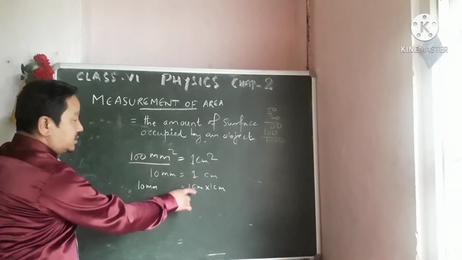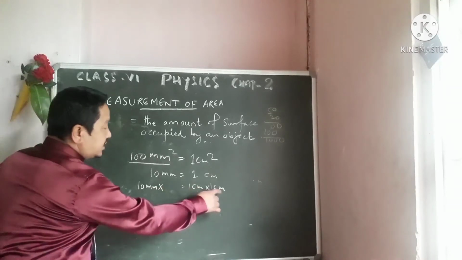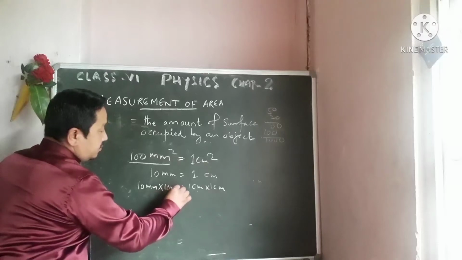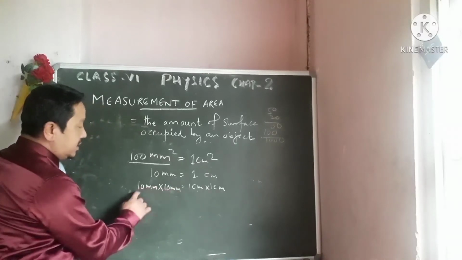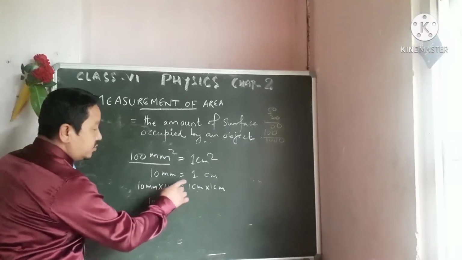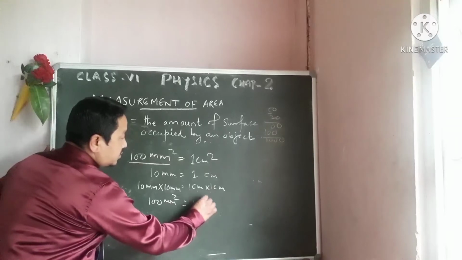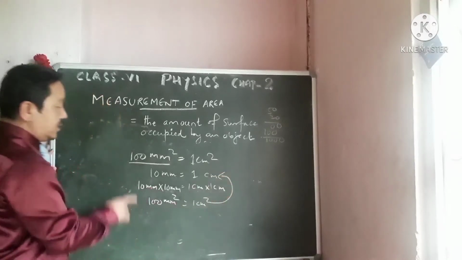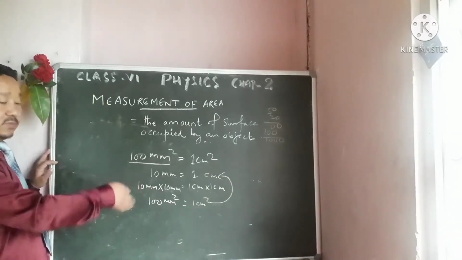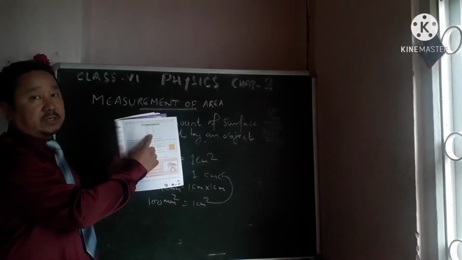So 1 cm means 10 millimeter into 1 cm, into another 10 millimeter. So multiply it. 10 tens are 100. Mm into mm, mm square. So here cm square. So here, see, this is how it is calculated. Okay, in the same way, other also can be measured.